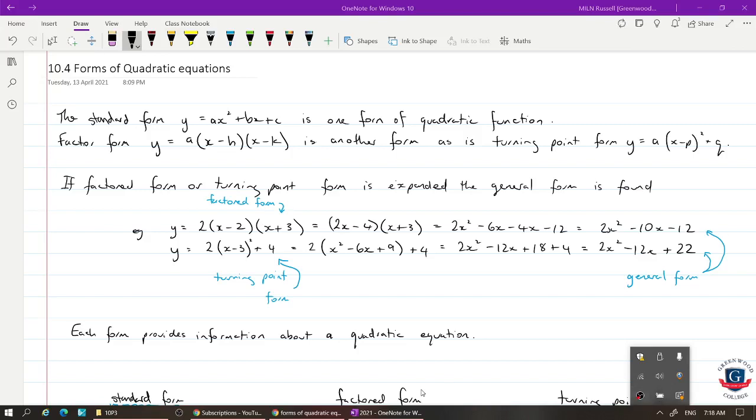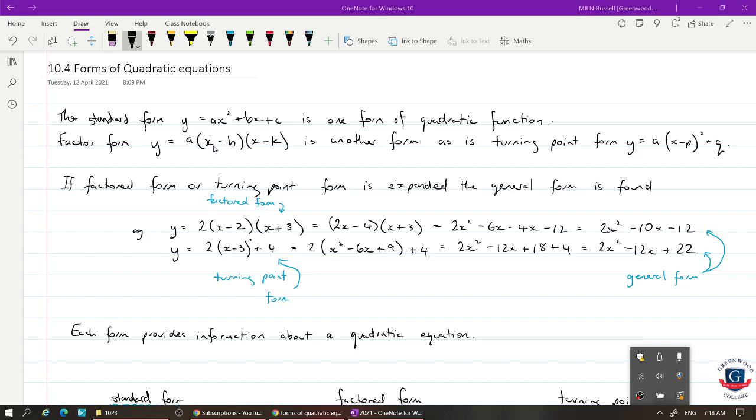Hi everybody. There are three forms of a quadratic equation. Standard form, y equals ax squared plus bx plus c, is one form. But there are two other common forms. There's factored form, which is a factored equation. So y equals a times (x take h) times (x take k).